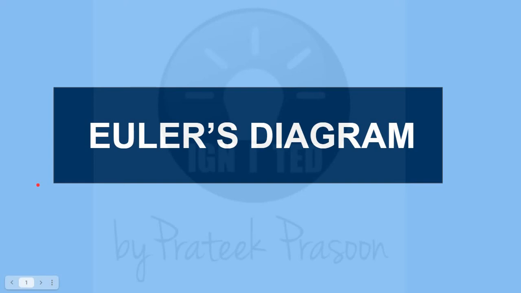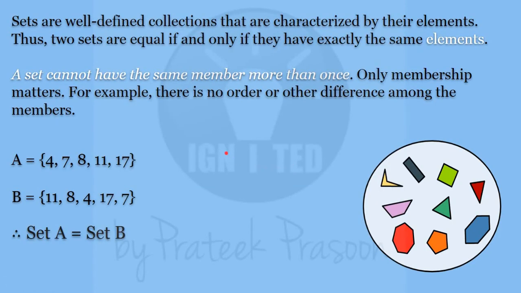So hello everyone. In this video we are going to discuss Euler's diagram, which is also called Venn diagram. Before we study that, it is important for us to know something about what a set is. Basically, sets are well-defined collections that are characterized by their elements. So they are a collection of what? Elements. Thus two sets are equal if and only if they have exactly the same elements.